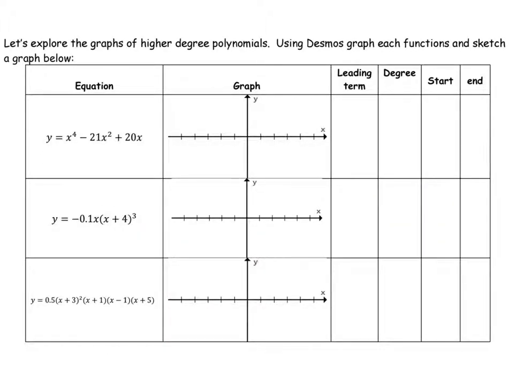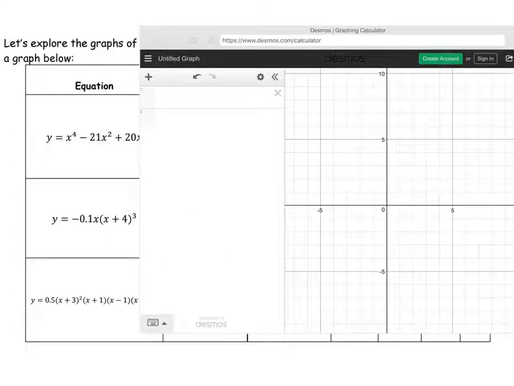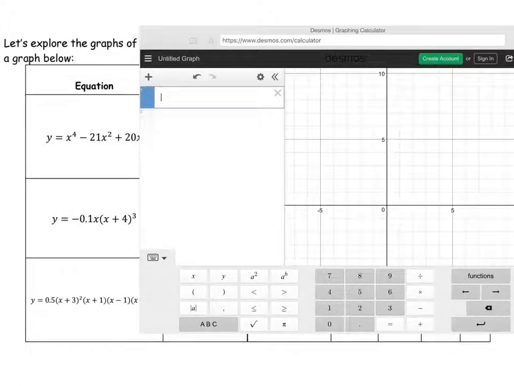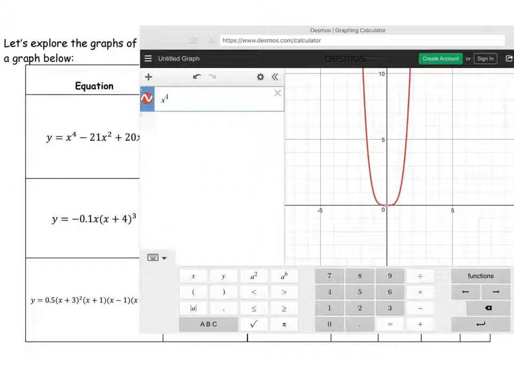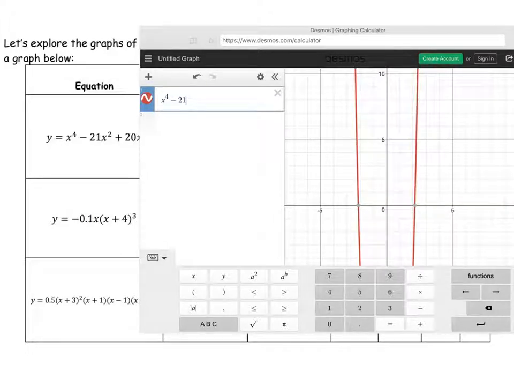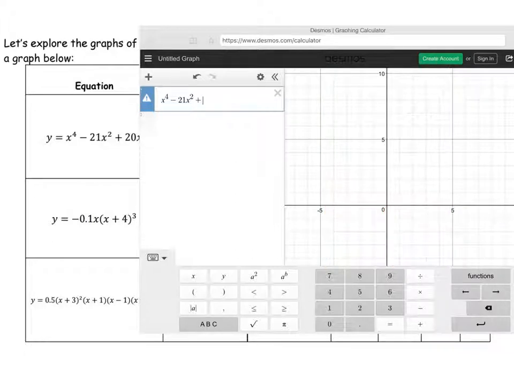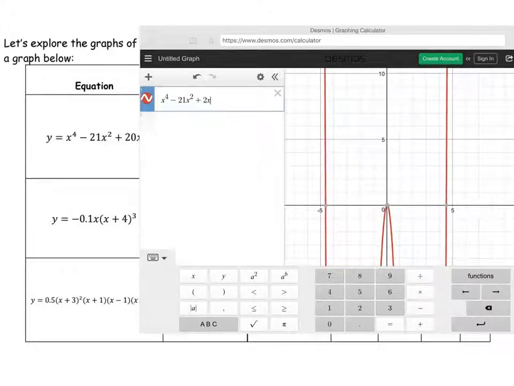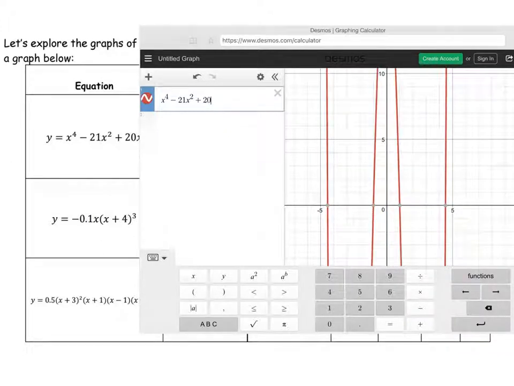So in Desmos, if you use Desmos for this one, I'm going to pause and see if I can bring that up or not. Okay, I haven't tried this before, so I'll be curious to see how this works. So I have x to the 4th minus 21 x squared, plus 20x. There we go.